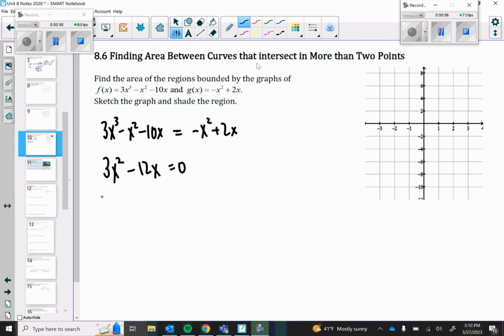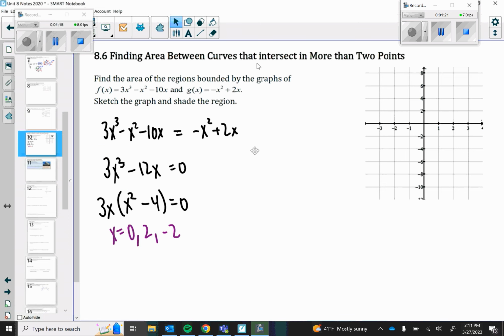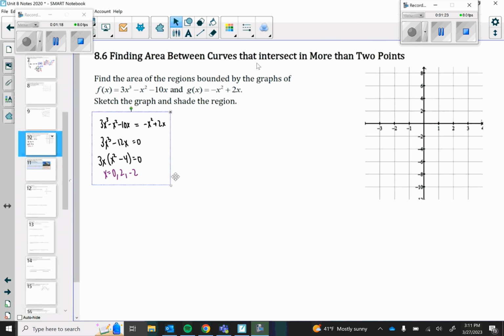So I moved over the x squared, the x squareds are going to cancel, move the 2 over, factor out a 3x, and we're able to solve pretty quickly for the points of intersection, 0, positive, and negative 2. This is the places where these two graphs intersect. That being said, I still have to think about what these graphs look like.